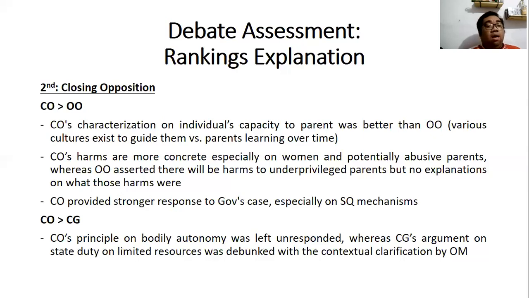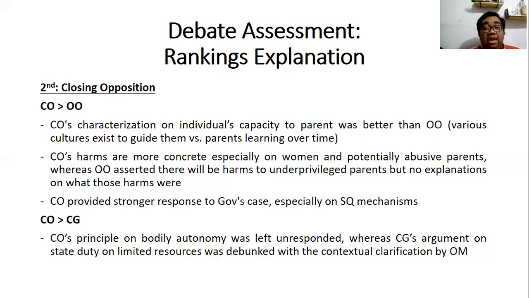The second exchange is between closing opposition and closing government. So we felt that in terms of the principle analysis, closing opposition's principle on bodily autonomy was just simply left unresponded. That was one of the biggest nuances that closing opposition brought in the debate. And the government whip was unsuccessful in trying to engage with that particular argumentation.